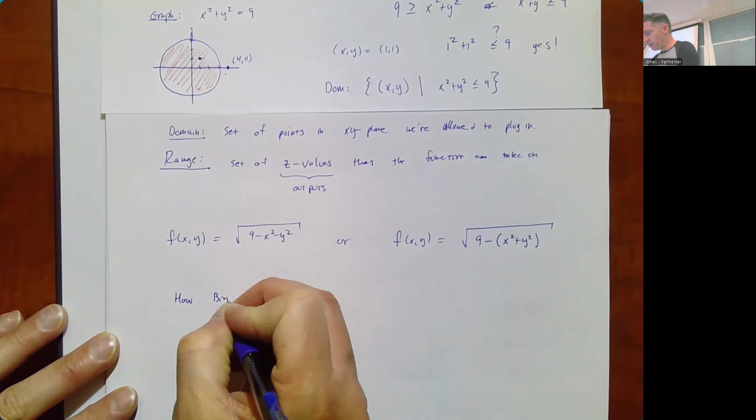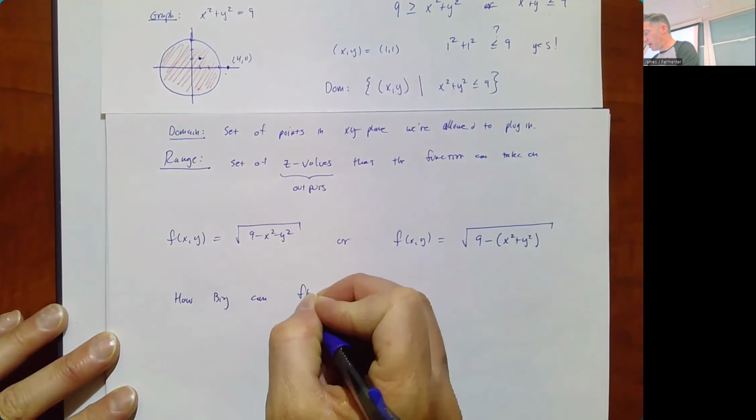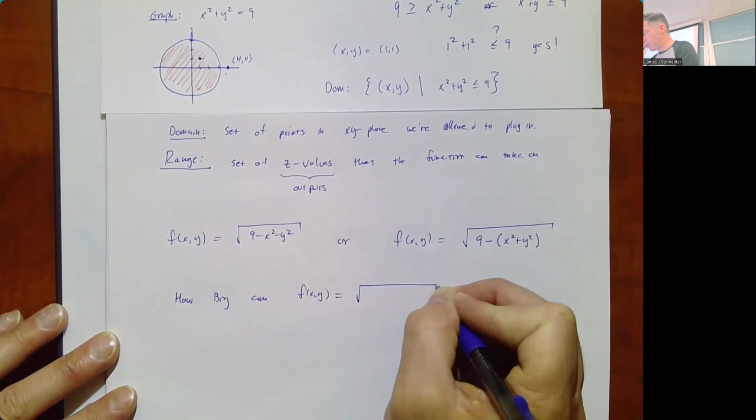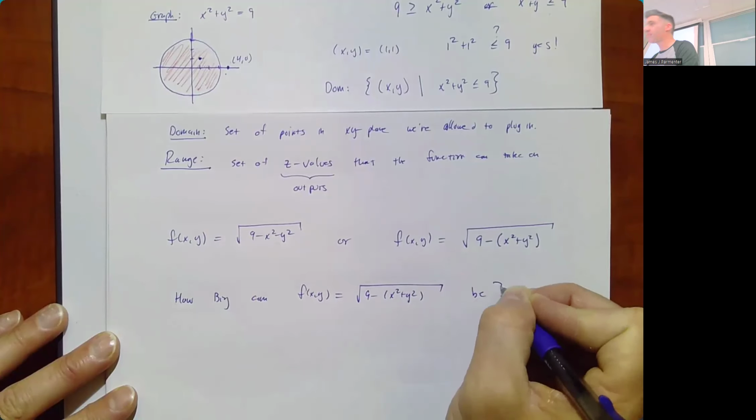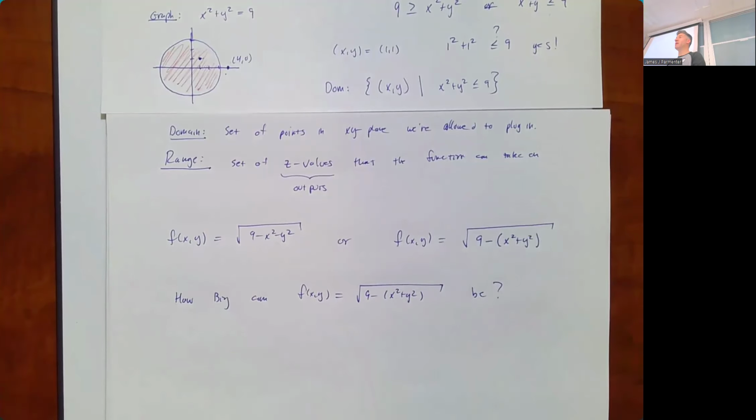So how big can f of x, y equal to the square root of 9 minus x squared plus y squared be? Well, to make this thing as big as possible, I need to make the thing I'm subtracting off as small as possible. All right, if I'm subtracting something, subtracting a smaller thing leaves me with more left over.